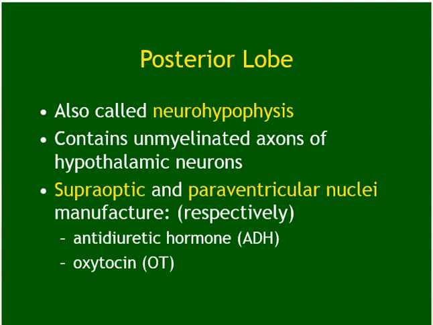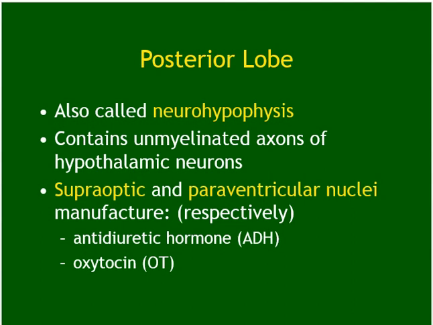Actually, we need to know exactly which nuclei in the hypothalamus make them. Supraoptic nuclei will make ADH, paraventricular nuclei will make the oxytocin. So the supraoptic nucleus or nuclei will make the ADH, and the ADH will travel through the axons of these nuclei from the hypothalamus and go to the pituitary gland.